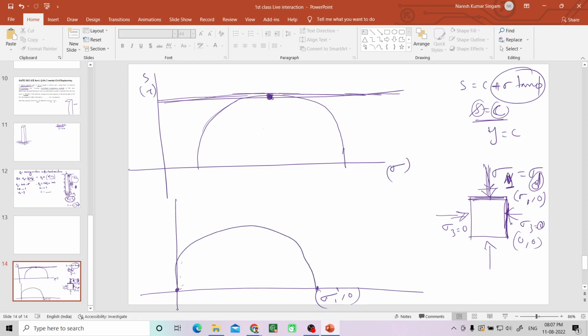And what is the failure envelope? It is horizontal, right? Because phi is 0. Now this total intercept is cohesion, right? This total intercept is cohesion because it is y equal to C, S equal to C.